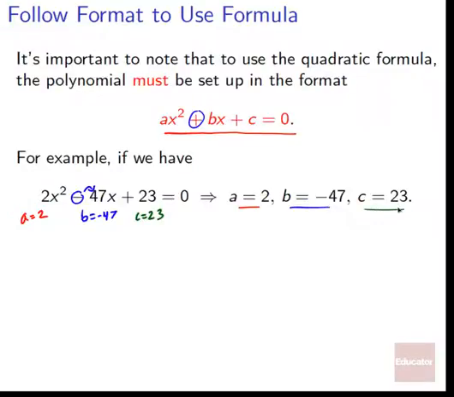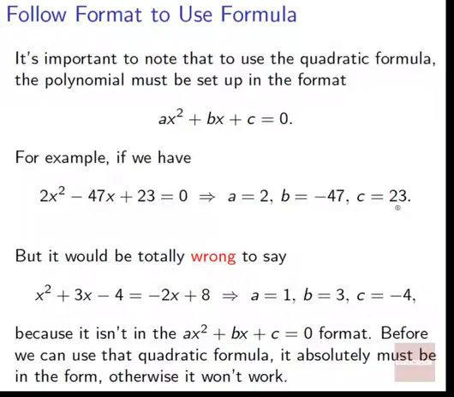Great. But it would be totally wrong, absolutely wrong, to say x squared plus 3x minus 4 equals negative 2x plus 8 gives us a equals 1, b equals 3, c equals negative 4. We've got this equals stuff over here, right? It has to equal 0, otherwise it doesn't work. It has to be in this format of ax squared plus bx plus c equals 0.